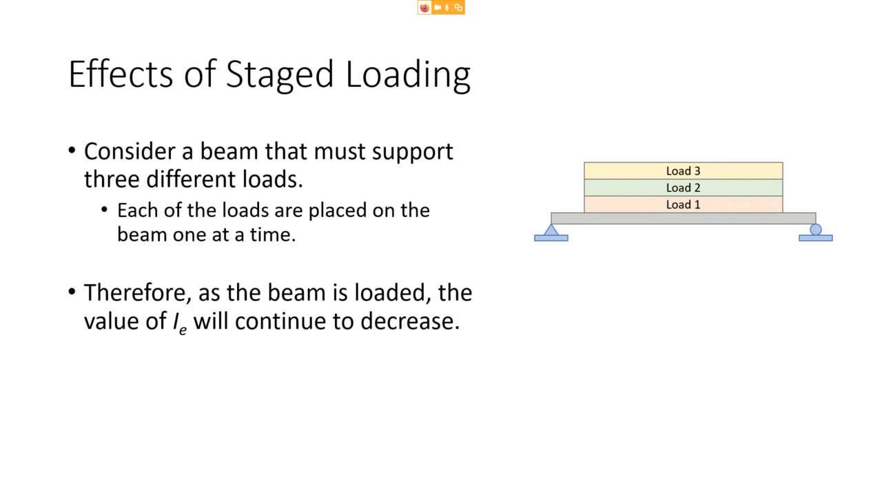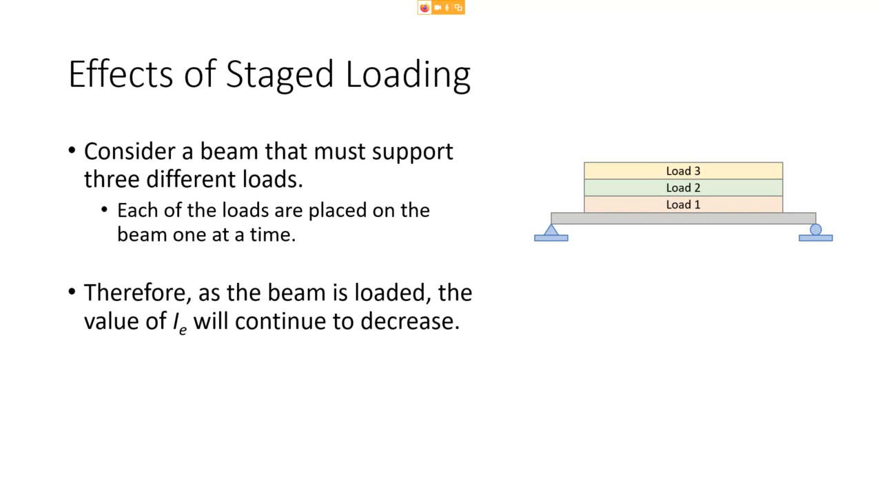Now the important part is we're going to assume that each of these loads is placed on the beam one at a time, okay? So we'll start off putting load 1 on the beam, then we'll put load 2 on the beam, and then we'll put load 3 on the beam. And so the beam will experience different stages of loading, and hence the term staged loading. Now, from the last slide, and just from a physical standpoint, it should make sense that as we start applying those loads, the value of the moment of inertia will continue to decrease. And why that matters is because of our deflections, okay?